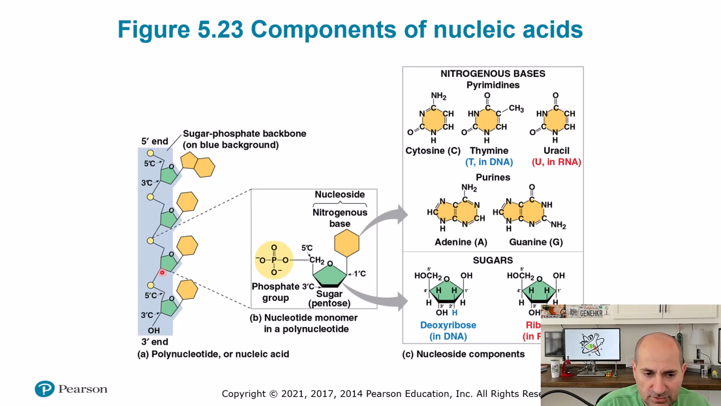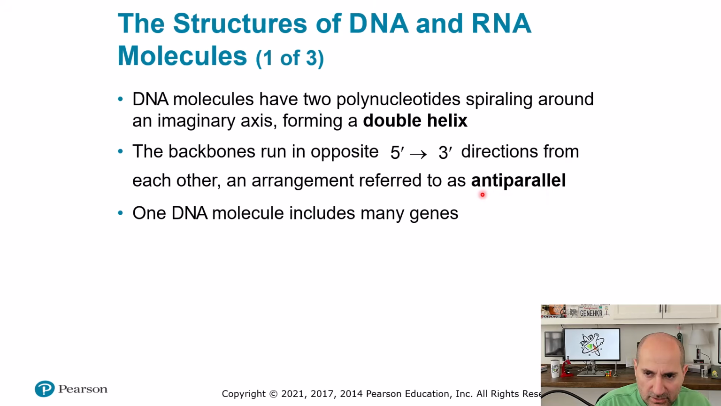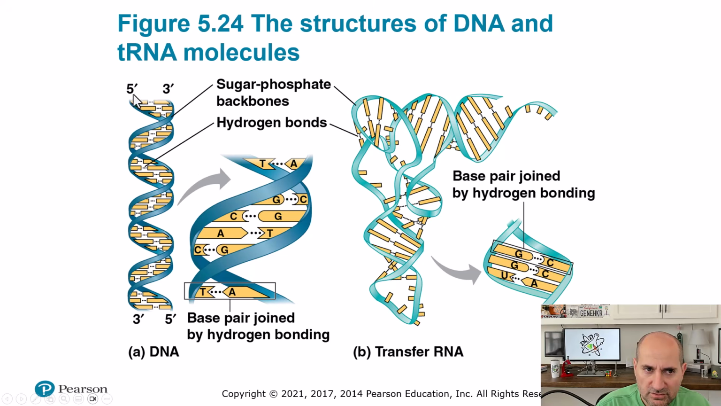And remember, every strand of DNA or RNA has a 5' end with a phosphate group and a 3' end with a free hydroxyl group. Next, you should know that the two strands of DNA are anti-parallel. Anti-parallel means that one strand is going 5' to 3' in one direction, while its complementary strand is going the opposite direction, 3' to 5'. So the two strands of DNA are going in opposite directions.